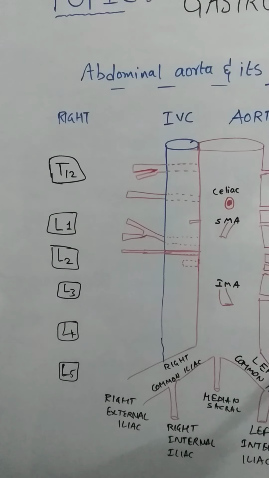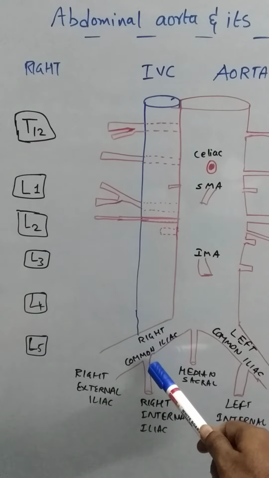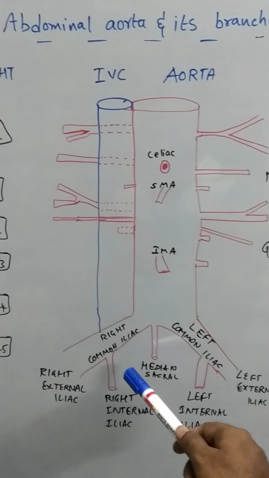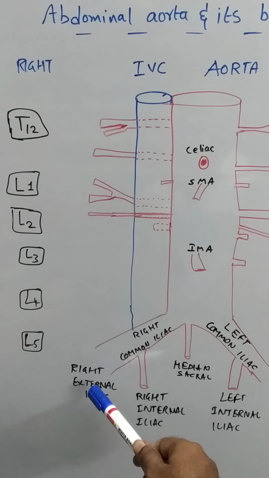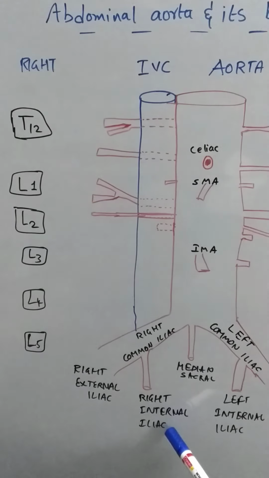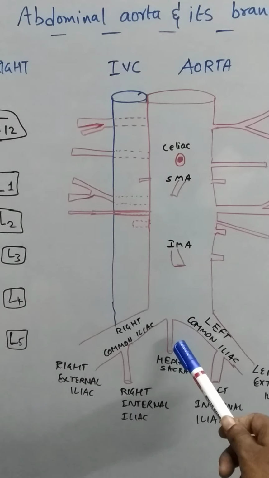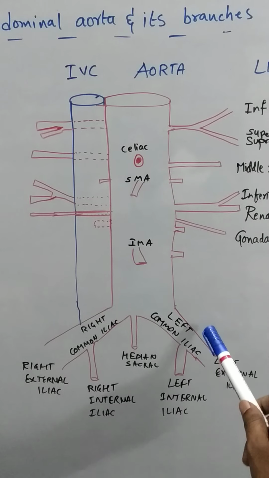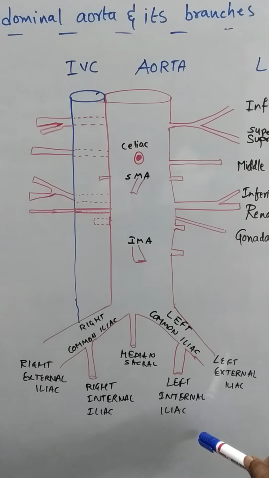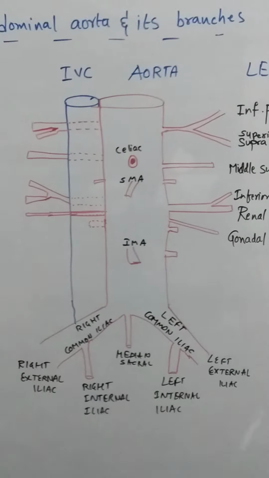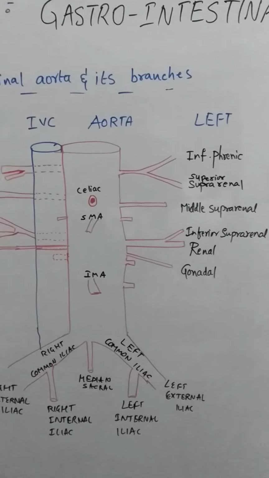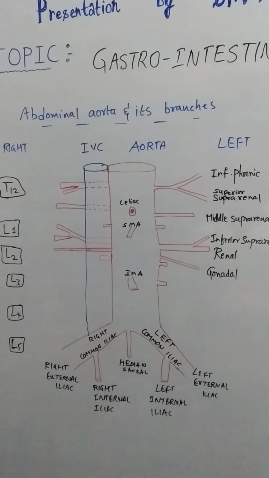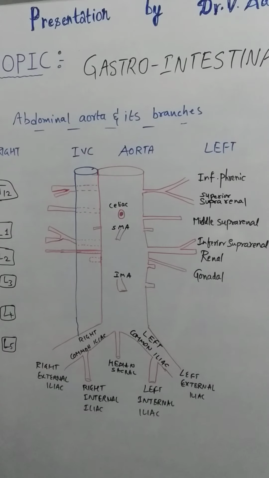Some of the structures I have mentioned: this is the right common iliac, and this is the left common iliac. The right common iliac divides into the right external iliac and right internal iliac. In the middle is the median sacral artery. The left common iliac artery divides into the left internal iliac artery and left external iliac artery. So this is the whole summary of the abdominal aorta and its branches.